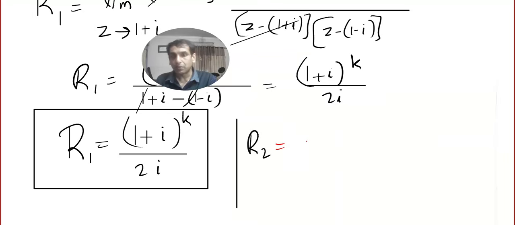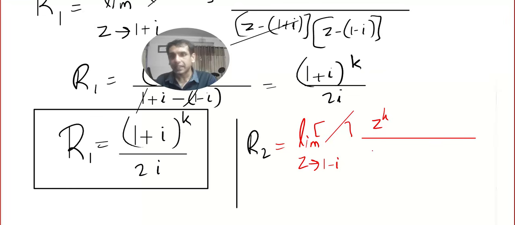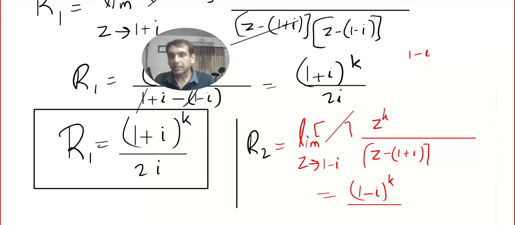Similarly, let's go for the second calculation, R2. That's also a simple pole, so it's fun to calculate. Limit z tends to 1 minus i, z power k divided by, I'll cut the drama because one factor will get cancelled, so you'll get z minus 1 plus i over here. That will be 1 minus i the whole power k divided by, let's see, 1 minus i minus bracket 1 plus i. So 1 and 1 will get cancelled, but we'll get minus 2i over here.